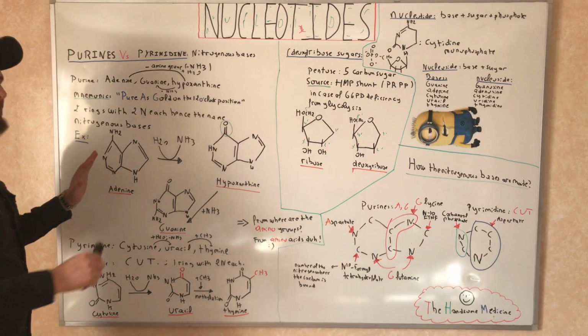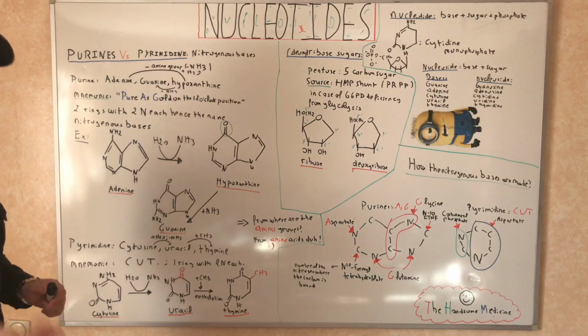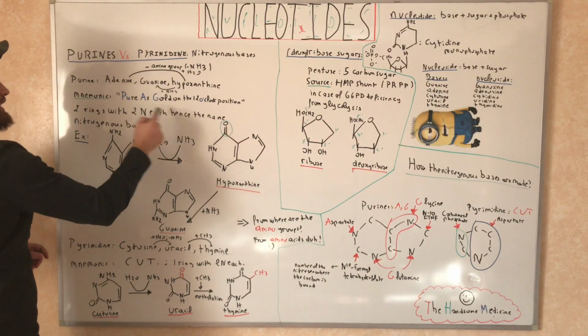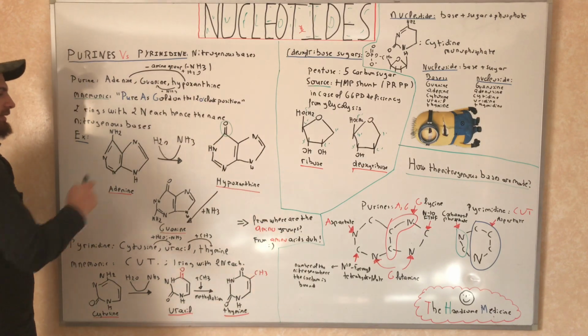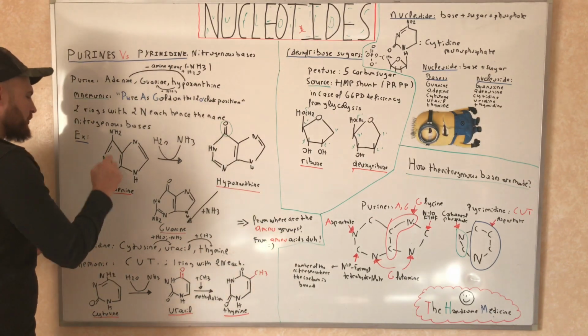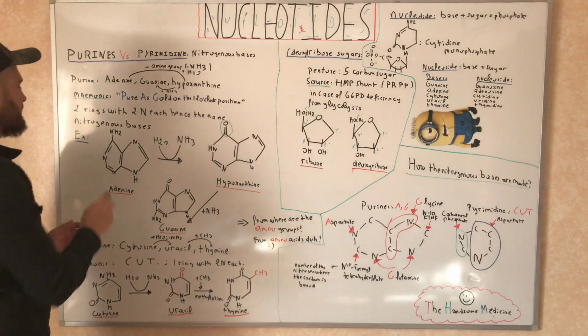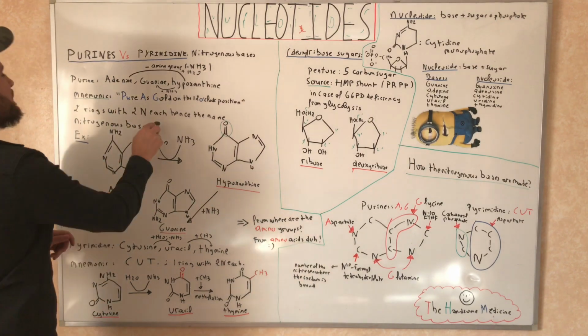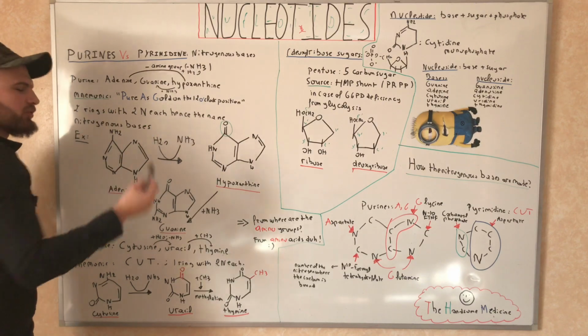So a purine is made of two rings. When you say two rings, it's purine, okay? With two nitrogens in each ring. It means that in the structure, there are two nitrogens in each ring, okay? As simple as you can see, two here, two here. Don't count this one, this one is out of the ring. Hence the name nitrogenous base, okay?